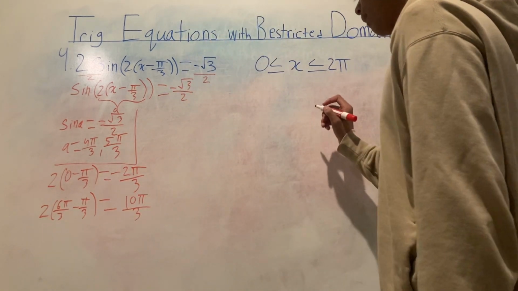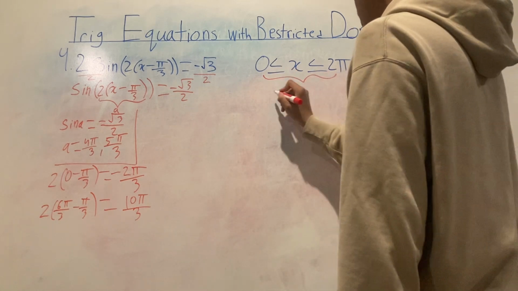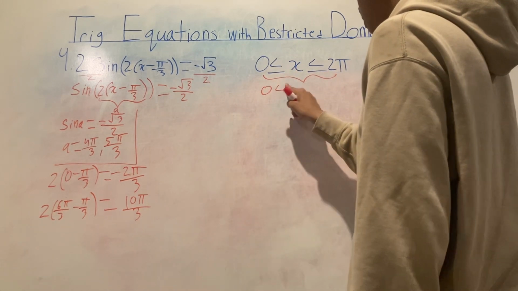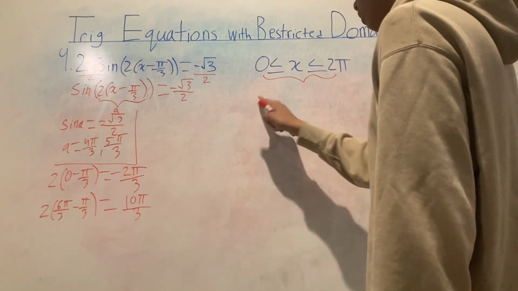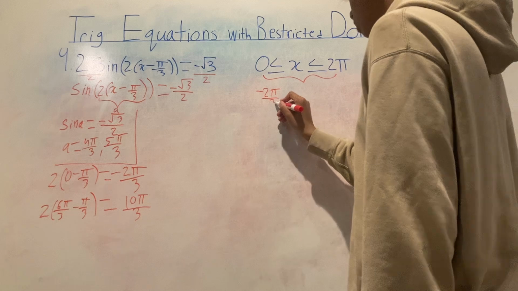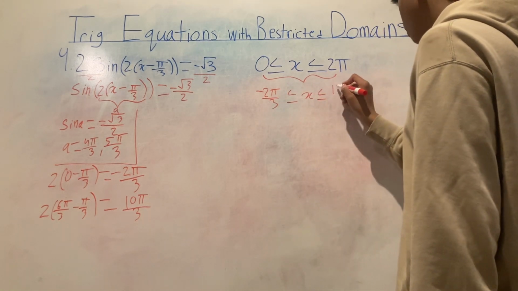And now we have our new domain. So this whole thing becomes 0. Actually, not 0. It's going to be negative 2 pi over 3 and 10 pi over 3.